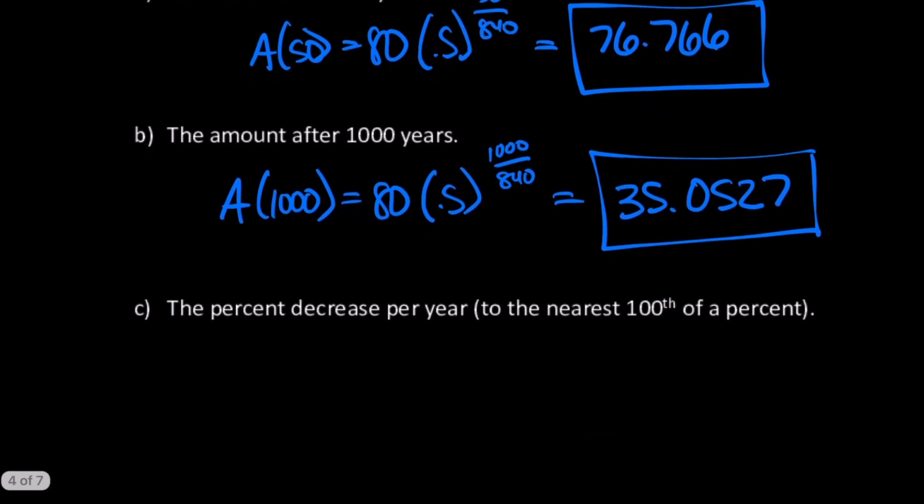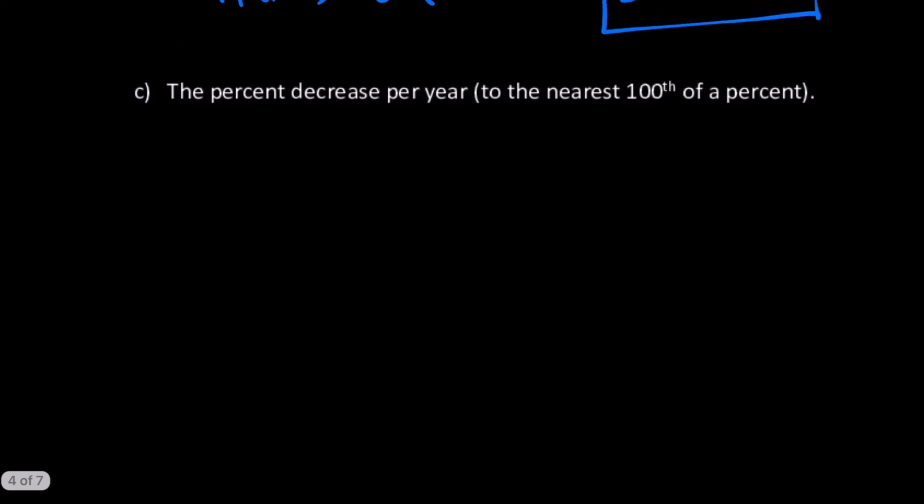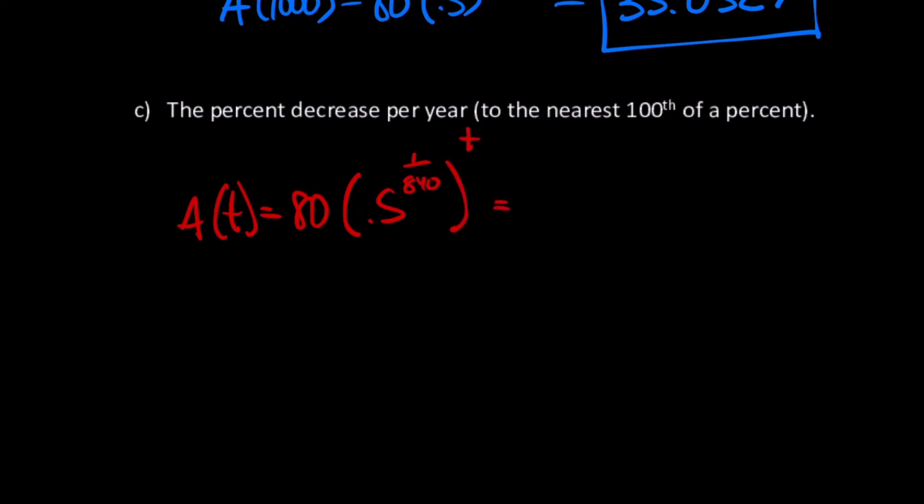Now, what is the percent decrease per year to the nearest hundredth of a percent? So what we need to do for percent decrease, remember, is I need to take this 1 over 840 exponent and move it inside. The t has to be all by itself. So that will look like this. A of t equals 80 times 0.5 to the 1 over 840th to the t. Okay, so that's 80 times 0.999175 to the t.